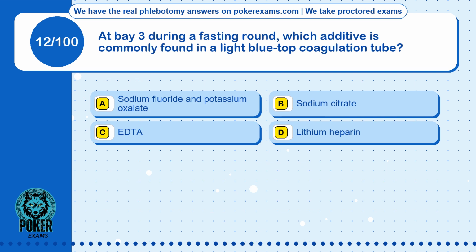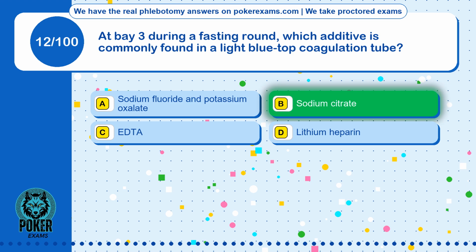Question 12. At Bay 3 during a fasting round, which additive is commonly found in a light blue top coagulation tube? Option A, sodium fluoride and potassium oxalate. Option B, sodium citrate. Option C, EDTA. Option D, lithium heparin. The correct answer is option B.